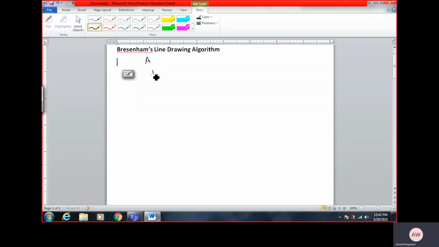In today's lecture, we'll learn Bresenham's line drawing algorithm. So what is the input for this algorithm? Two endpoints of the line will be given. Suppose endpoint A has coordinates 1, 1, and the second point B has coordinates 8, 5. So what we have to do is start from A.